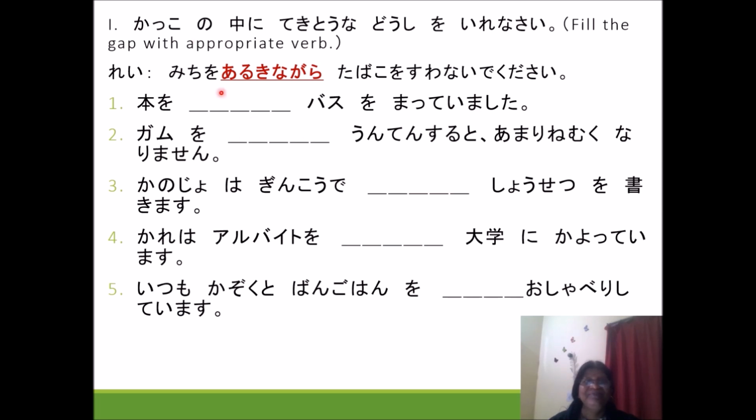Let's start. Kakko no naka ni tekitou na doushi o irenasai. Fill the gap with appropriate verb. Michi o aruki nagara tabako o suwanai de kudasai. While you are walking, please don't smoke. So, ichiban kara goban made jibun de yatte kudasai. Please do by yourself from question number 1 to question number 5. Pause the video, do it, then check with the answer.